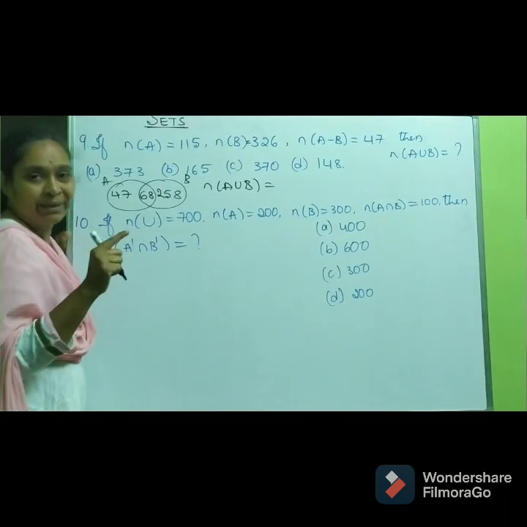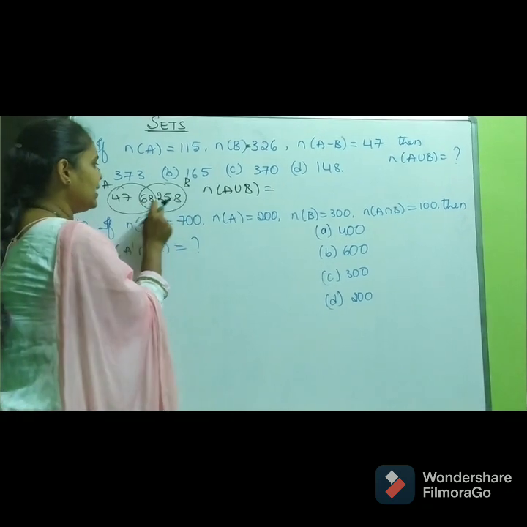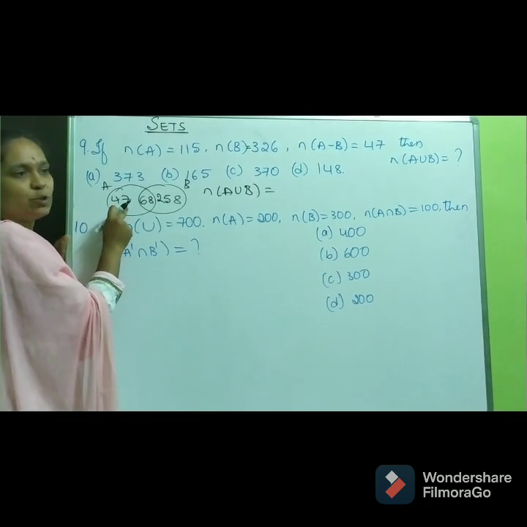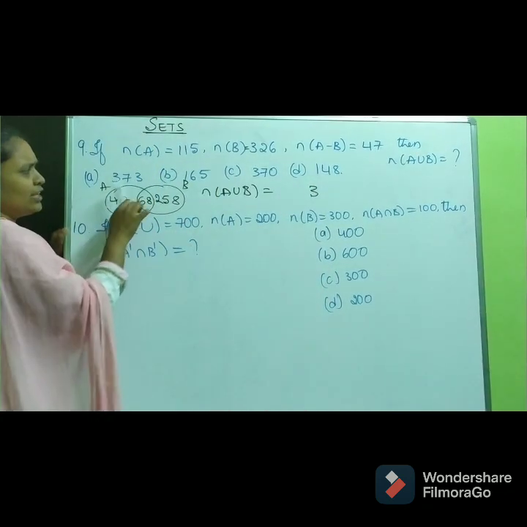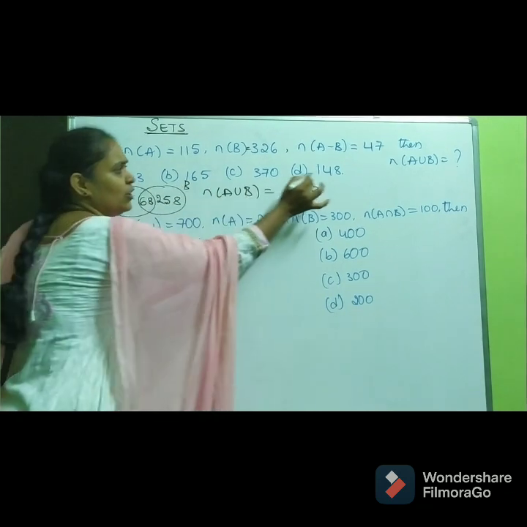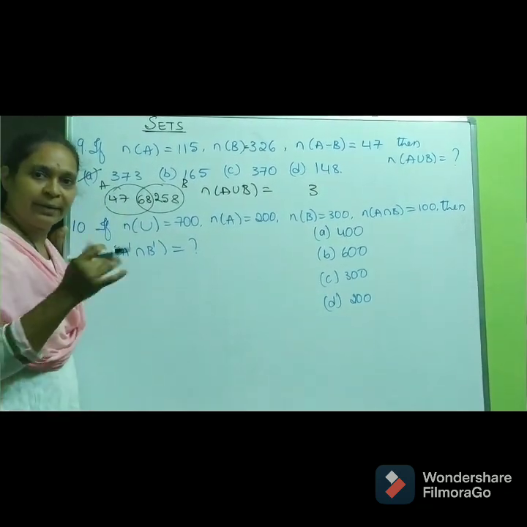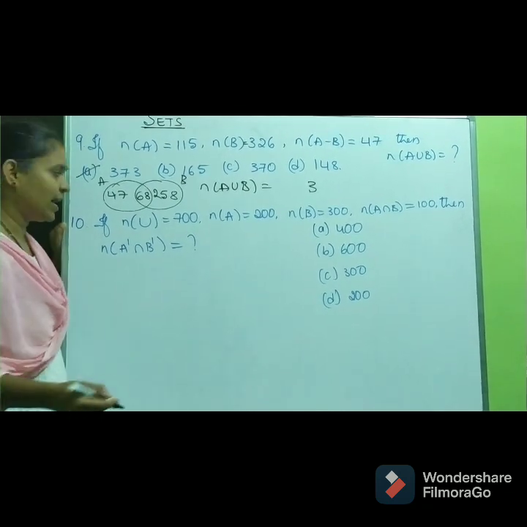So let me check the unit place first. 8 plus 8 is 16. 16 plus 7 is 23. Your unit place is filled by 3. Look at the options. Here you have 3. No other option is having 3 in the unit place. Don't add completely. That will be your answer. If you want, for your satisfaction, go ahead.